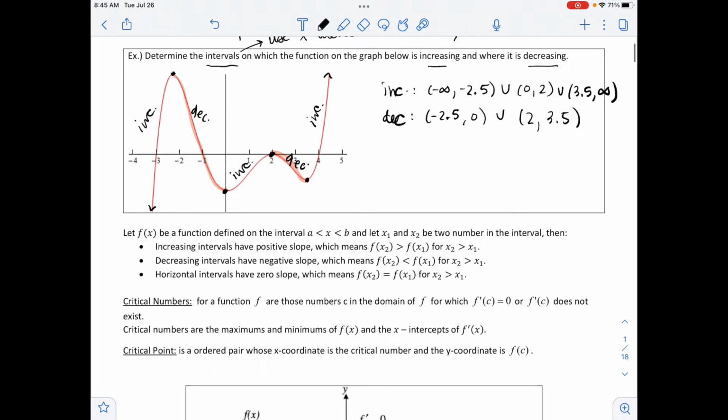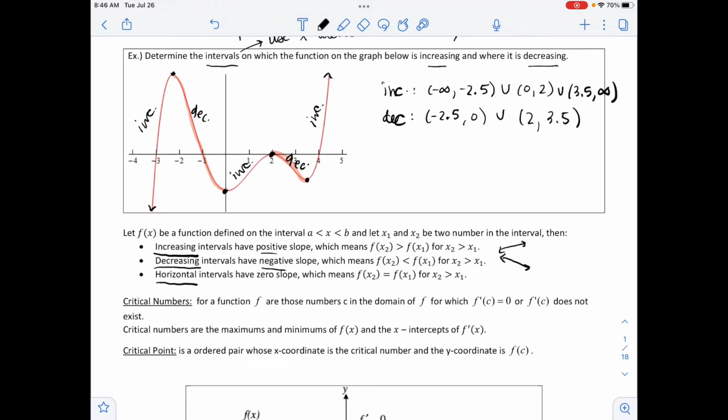So right below this, it says, let f of x be a function defined on the interval from a to b, and let x1 and x2 be two numbers on the interval. Then an increasing interval will have a positive slope, which means that your y values, or f of x2, is greater than f of x1 for x2 greater than x1. So it'd be increasing. The next bullet point says decreasing intervals are where we have a negative slope, which means f of x2 is less than f of x1 for x2 greater than x1. So this would be where it's falling from left to right.